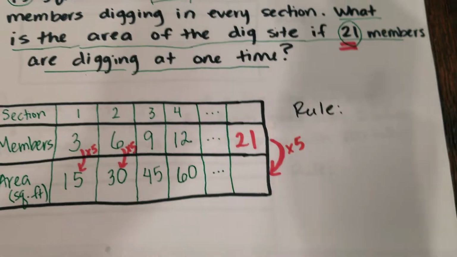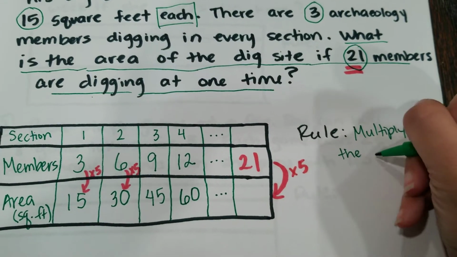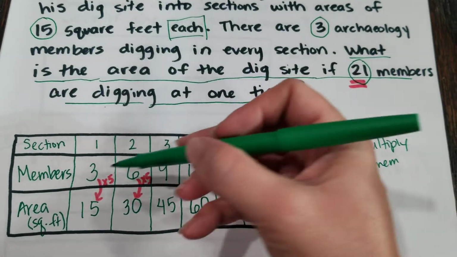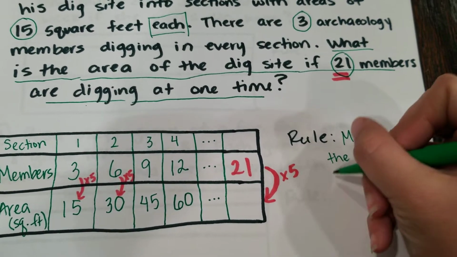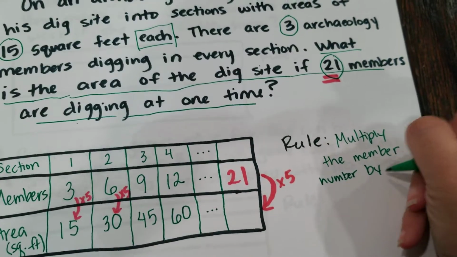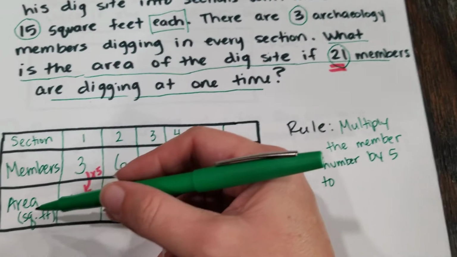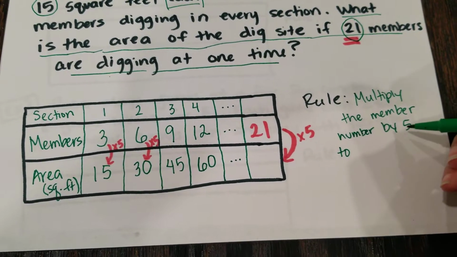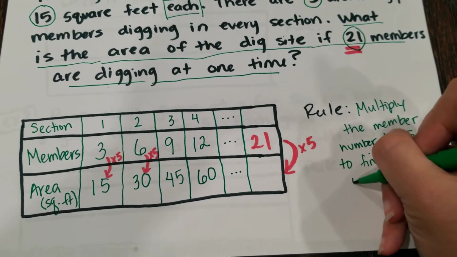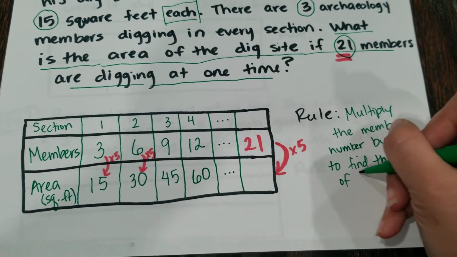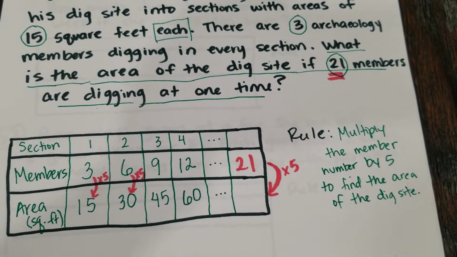So we found the rule. We're going to write that right here. Okay, multiply the member. Remember, we're going to multiply this top number. We multiplied the 3 to get this. We multiplied the 6 to get this. And those were our member numbers. Multiply the member number by 5. And when we do that, it finds what? It finds the bottom number, which is the area. So multiply by 5 to find the area of the dig site. There we go. Okay, so we found the rule.